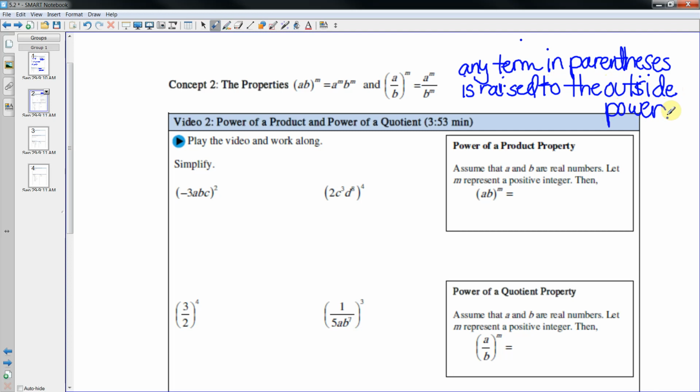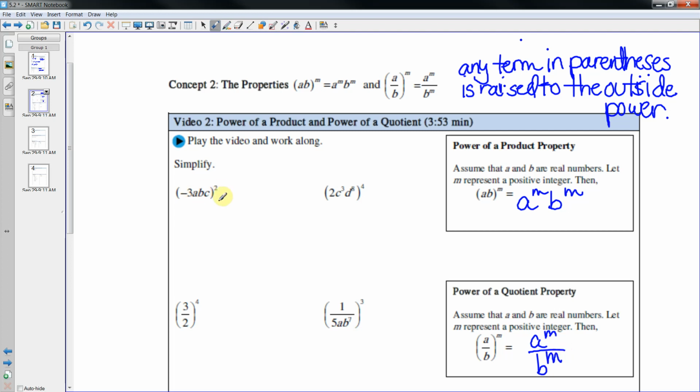So a lot of times what I'll say in class is that anything in parentheses gets that power. So if you have an AB to the m power, that means A gets the m power, B gets the m power, whether they're variables or numbers. If you have an A over B and they're still both to the m power, then that's still an A to the m power over a B to the m power. So they both get that exponent.